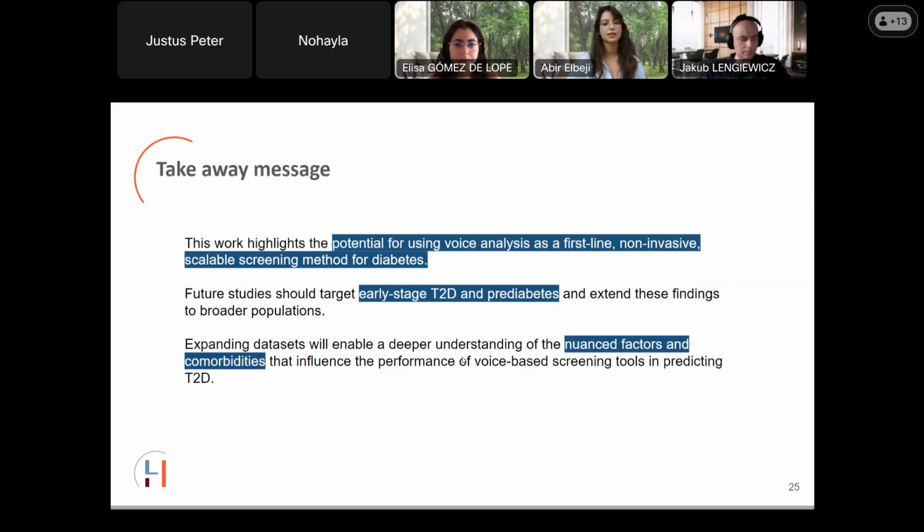Future studies need to target early type 2 diabetes, because currently we are working on people with type 2 diabetes. So we wanted to just check if we can classify people with type 2 diabetes from people without. Studies with early-stage type 2 diabetes and pre-diabetes with longitudinal data can extend these findings, and we can study this on a broader population also. While expanding these data sets, we also need to understand the nuanced factors of the comorbidities and how they would affect the performance of voice-based screening tools in predicting type 2 diabetes.